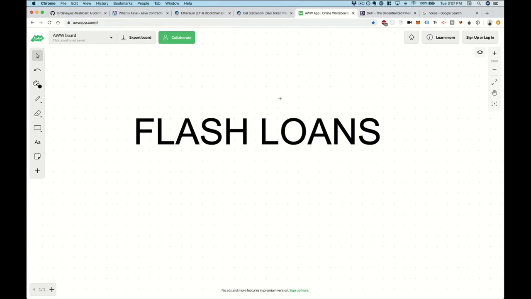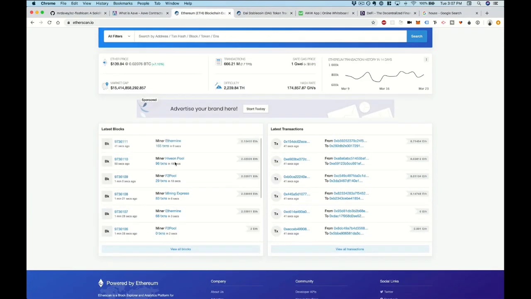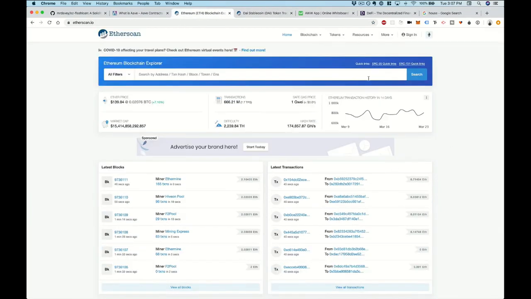Essentially, you can borrow money, do something with it, and then instantly pay it back, as long as you do all this inside the same transaction. So what do I mean by that? Well, if you think about transactions on the blockchain, whenever you do anything on the blockchain, you create a transaction. If you send cryptocurrency to somebody, you create a transaction.